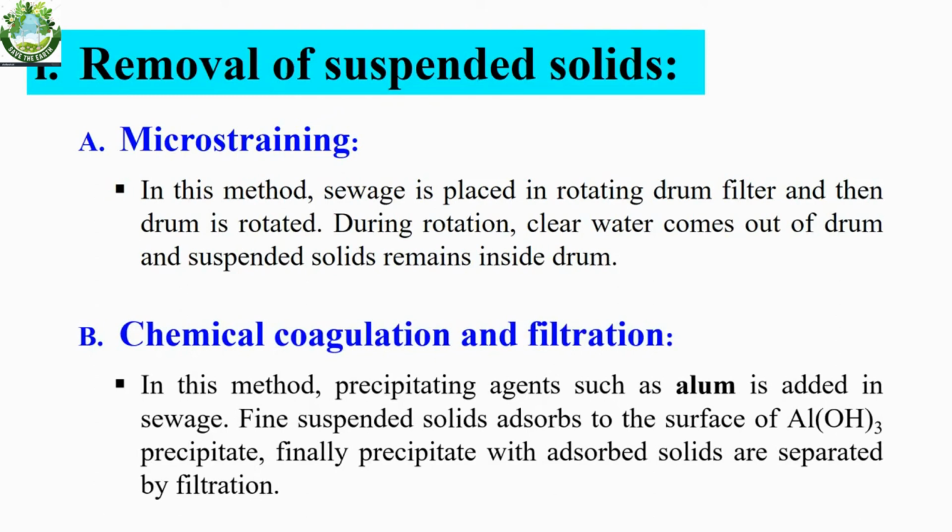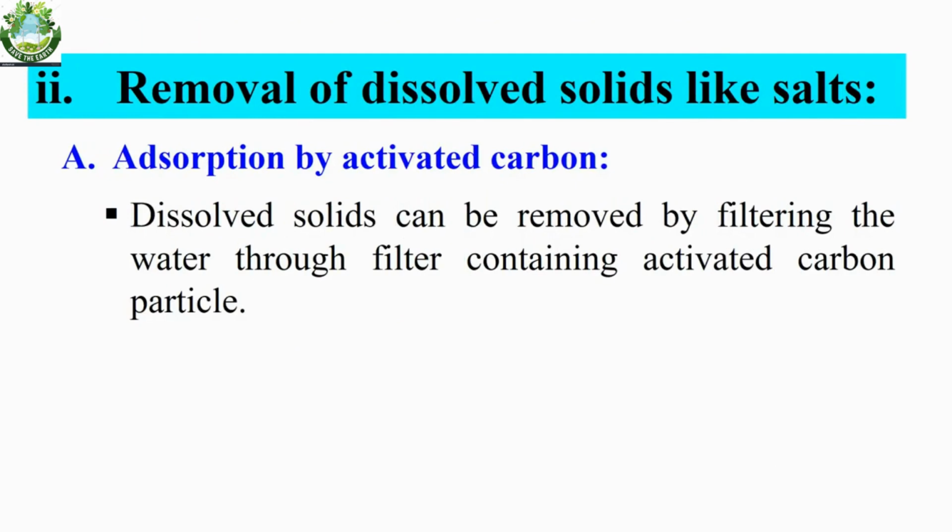Secondly, in case of chemical coagulation and filtration, we use a precipitating agent, as I told you, like alum. This alum is a precipitating agent. It will absorb the fine suspended solid particles on its surface in the form of aluminum hydroxide precipitate. And finally, these precipitates, or the solids which are absorbed on this alum precipitate, will be removed by filtration.